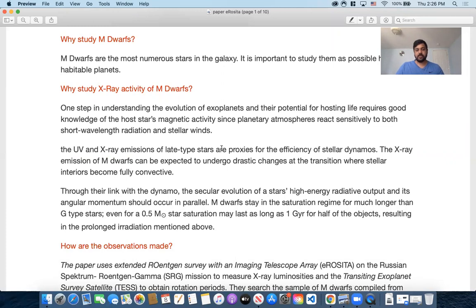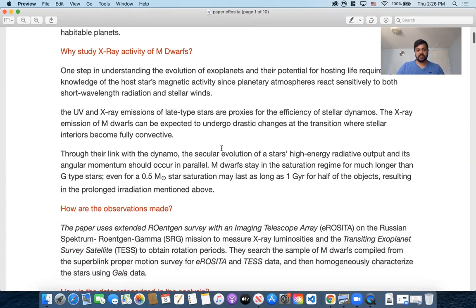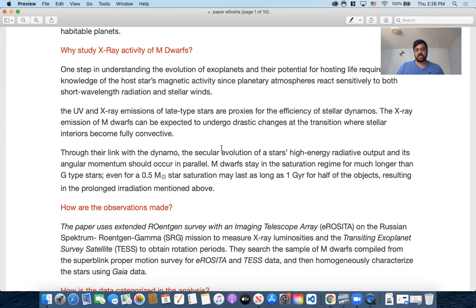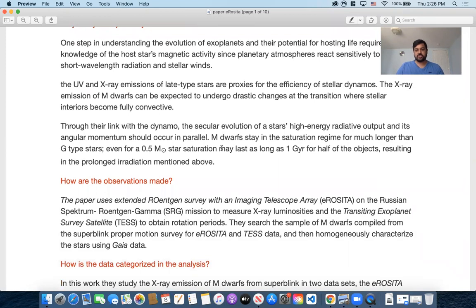The X-ray emission of M dwarfs can be expected to undergo drastic changes at the transition where stellar interiors become fully convective. Through their link with the dynamo, secular evolution of the star's high energy radiative output and its angular momentum should occur in parallel. M dwarfs stay in the saturation regime for much longer than G-type stars. Even for a 0.5 solar mass star, saturation may last as long as 1 billion years for half the objects, resulting in prolonged irradiation.